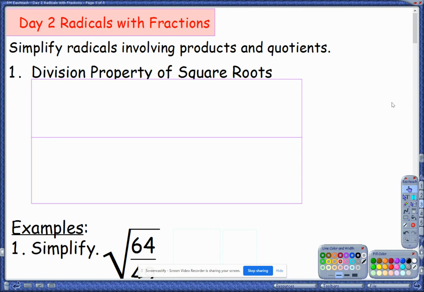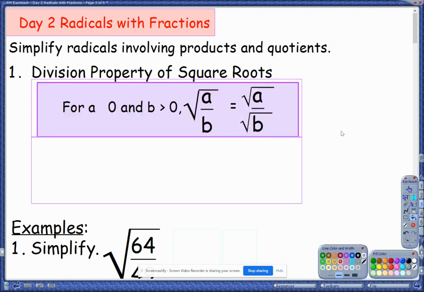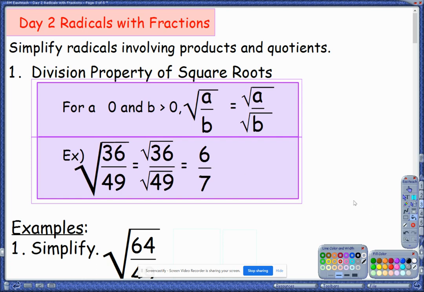So day 2, radicals with fractions. How to simplify radicals that involve products and quotients. Now, the division property of square roots says that if we have two numbers, a that is greater than 0 and b that is greater than 0, and you have a fraction inside a radical, then you can give the radical to the numerator and give the radical to the denominator.